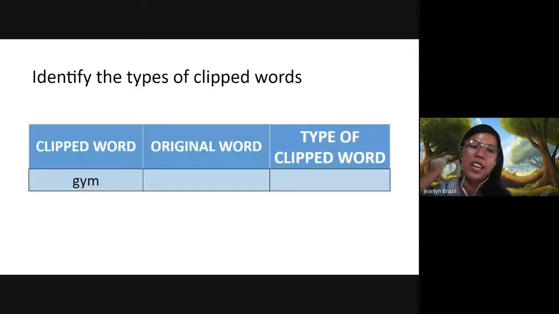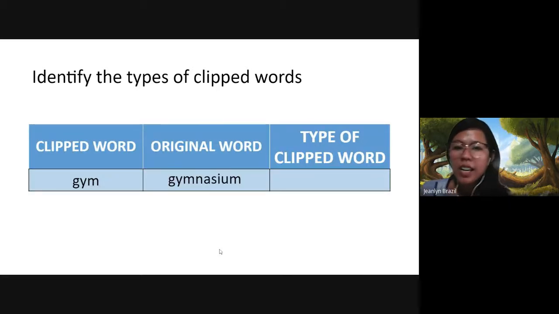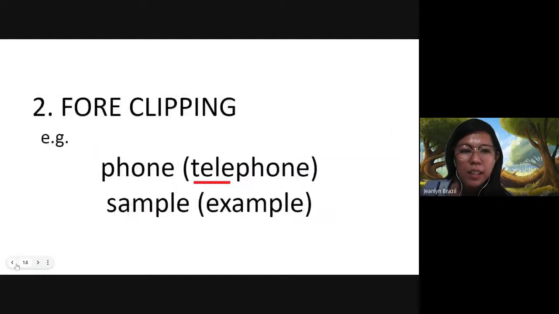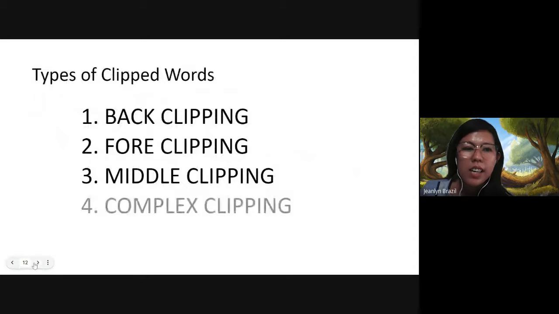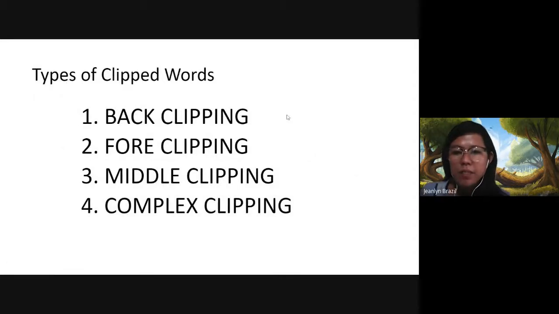Ayan, gym. Clipped word niya is gym, and the original word is gymnasium. What type of clipped word is this? Gusto niyo bang balikan ko yung 4 clippings? Ah, sige, sulatin niyo muna tong 4 clippings natin para hindi kayo malito. Pagpipilian natin is back clipping, fore clipping, middle clipping, and complex clipping. So you can write it first muna, itong 4 na clipping.